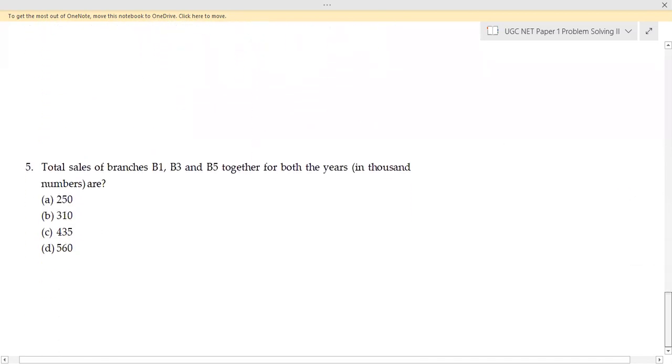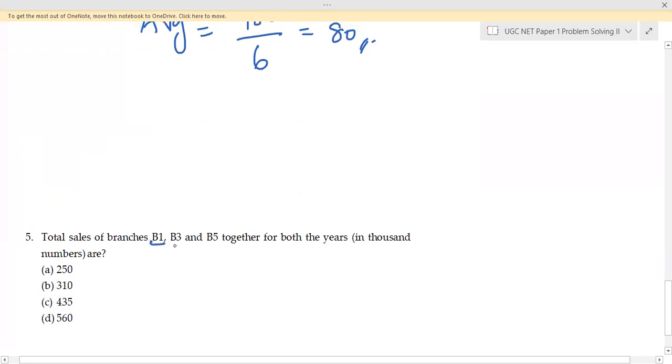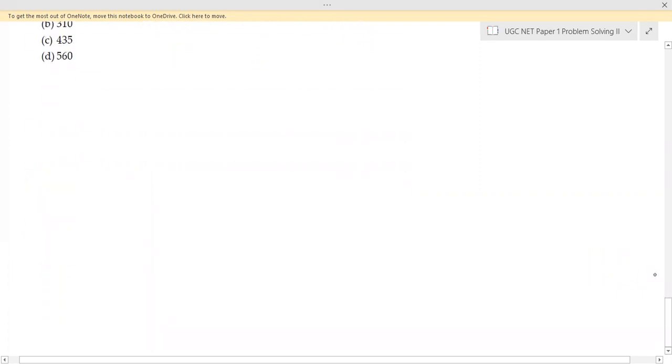And yes, coming to the last question, one more question we have, question number 5. So what is there in this question? What is the total sales of the branches B1, B3 and B5 together for both the years? So be clear with the question what is asked here. So we need to compute.